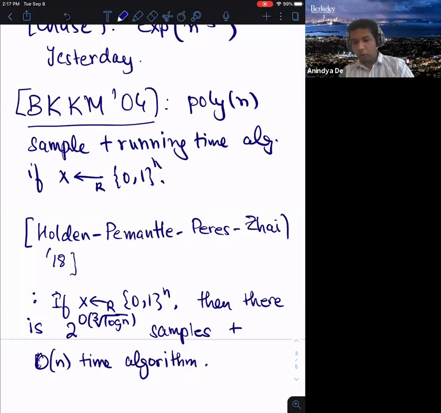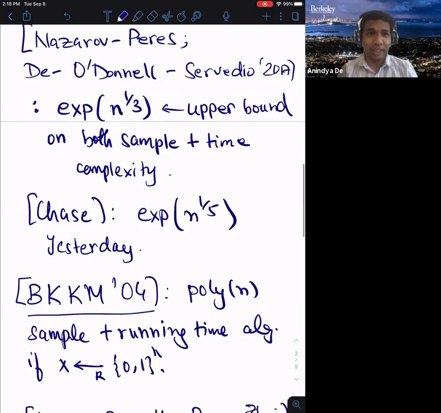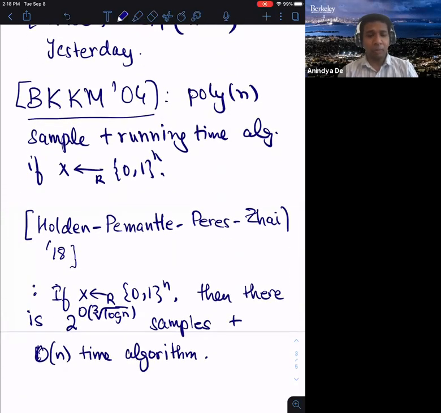I don't want to talk too much about these results, but first of all, this 2 to the cube root of log n samples for the average case problem, and the 2 to the cube root of n samples for the worst case problem. This cube root is not incidental: the paper by Holden, Pimentel, Perez, and Zhai uses the worst case reconstruction algorithm on small strings, of length log n. So it's not a coincidence that the same cube root appears. But other than that, the worst case problem and the average case problem look very different.